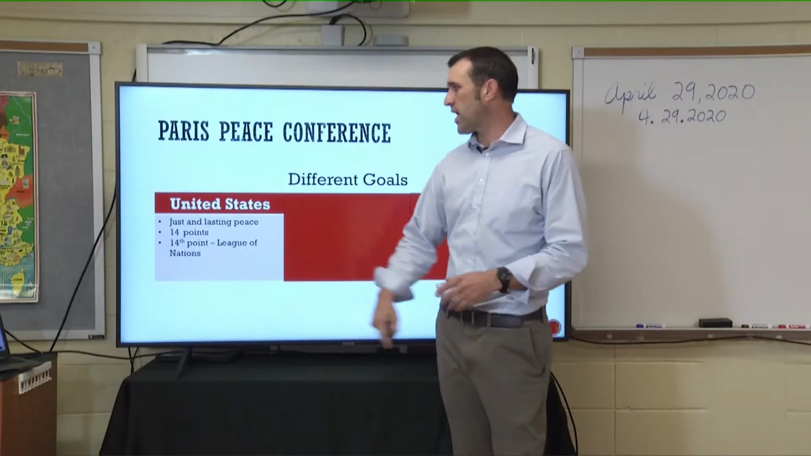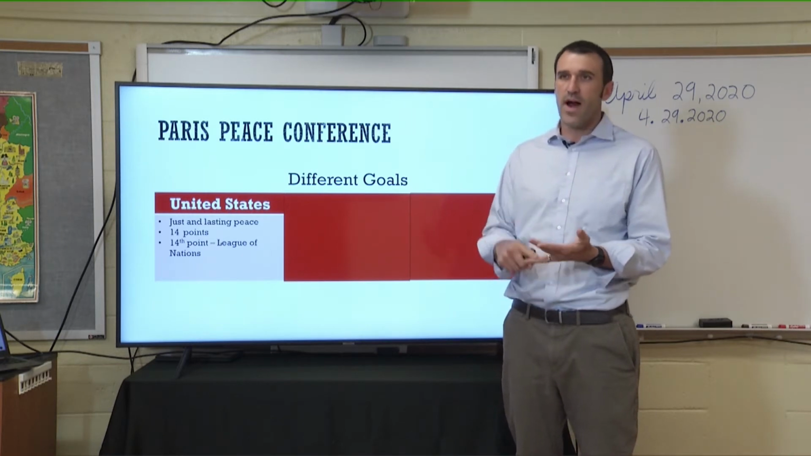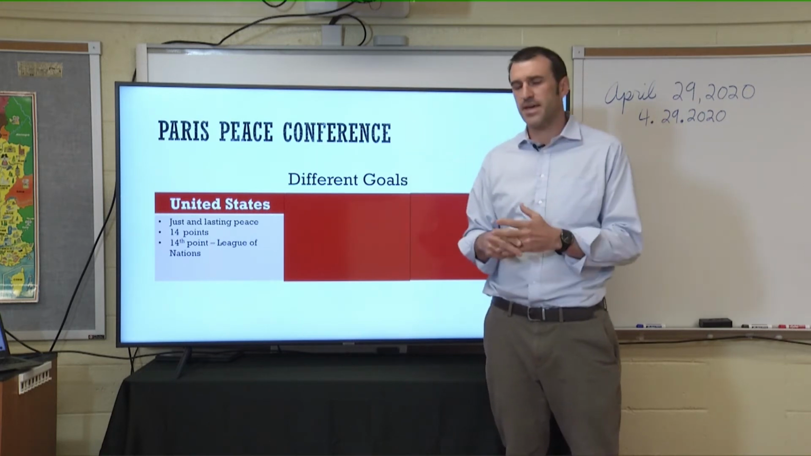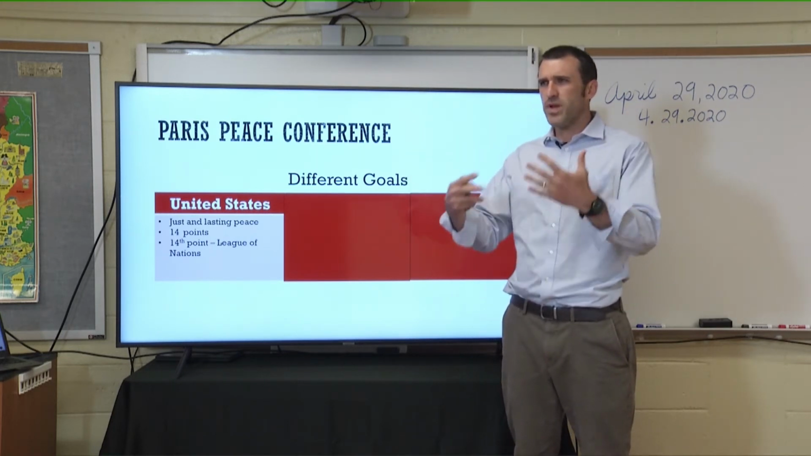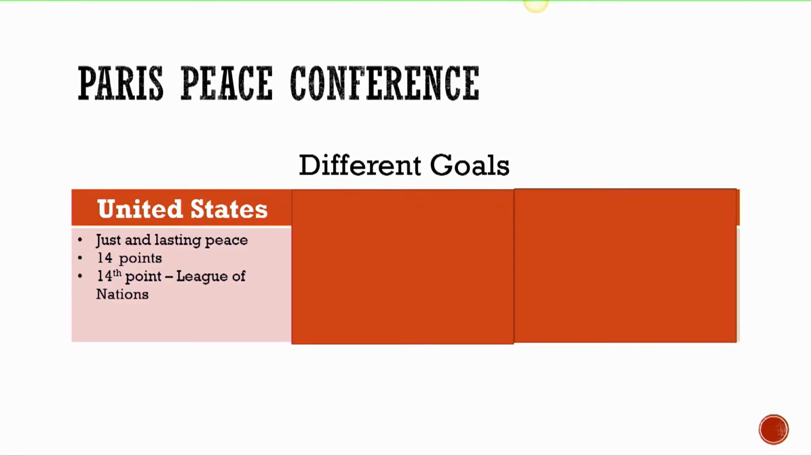So first, let's start with the United States. The United States got involved with the war late. Obviously, the fighting occurred in Europe and not in the United States, so we didn't feel that impact as much as these European countries. Woodrow Wilson, the president at the time, came with this idea: we want to establish a just and lasting peace. We want a peace that's going to last, and we want justice and fairness for all these countries that were involved. And his plan was put together in what was known as the 14 points.